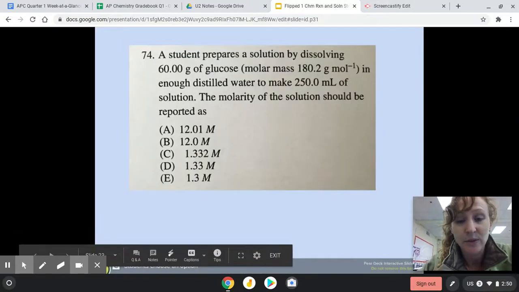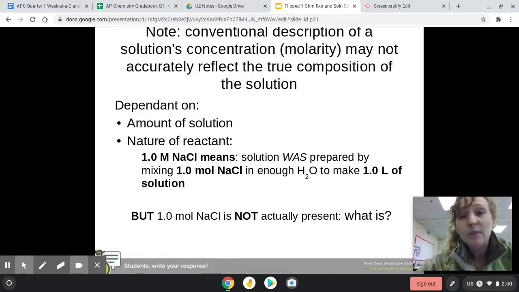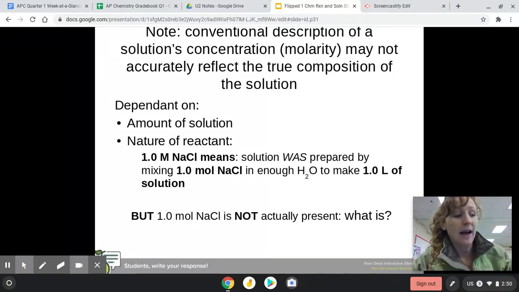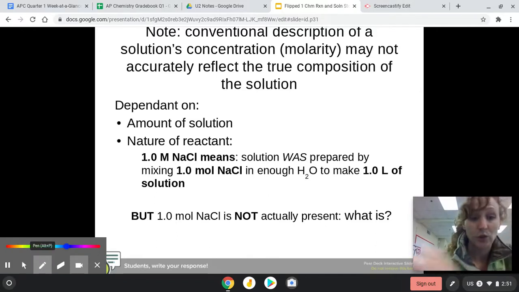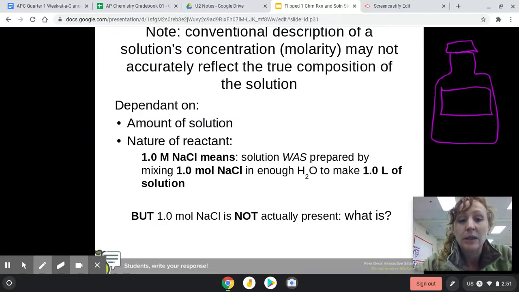Okay, this practice we'll do together in class. So when you're talking about a solution's composition, we need to talk about how solutions are labeled. When you go get a solution out of my back closet, you're going to find liquid in a bottle, and that bottle is going to have a label on it. Now, the labels can be kind of deceiving.